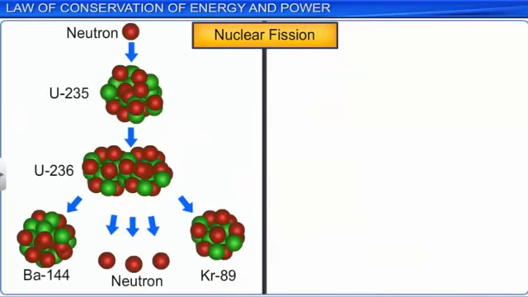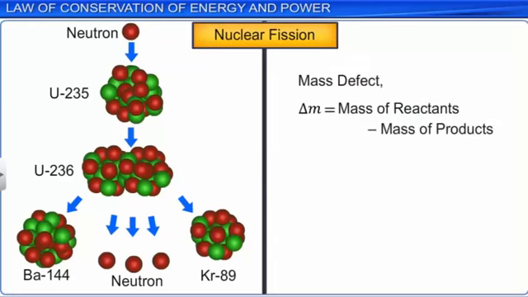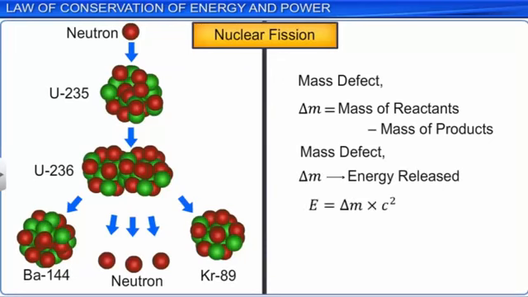The final mass of products is observed to be less than the total mass of the reactants, and this difference in mass is known as mass defect, denoted by delta M. The mass defect delta M is converted into energy in accordance with E equal to delta M into C square.